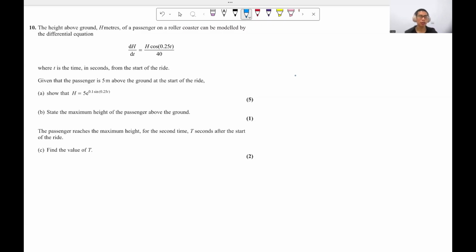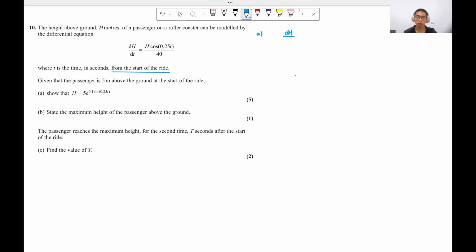Question 10. The height above ground, in meters, of a passenger on a roller coaster can be modeled by the differential equation dh/dt = h cos(0.25t)/40, where t is the time in seconds from the start of the ride. Okay, so it's a differential equation. So let's try to integrate that.